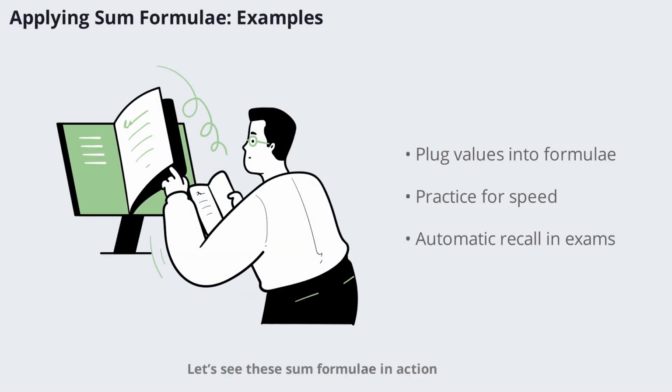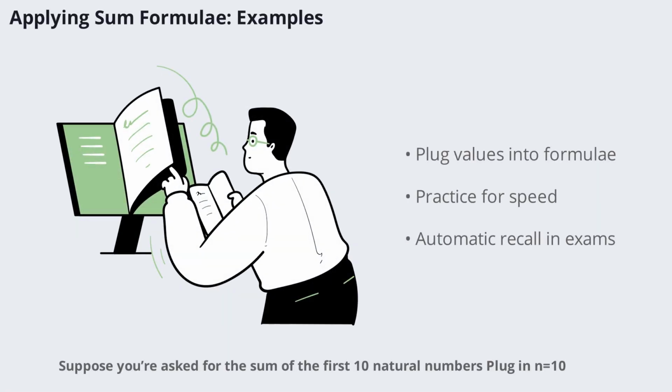See these sum formulae in action. Suppose you're asked for the sum of the first 10 natural numbers. Plug in n equals 10: 10 times 11 divided by 2 equals 55. For the first 5 odd numbers, use n squared. 5 squared is 25. These quick calculations save valuable time during exams. Practice with different values of n to build speed and confidence. The more you use these formulae, the more automatic they become, allowing you to focus on tougher problems.